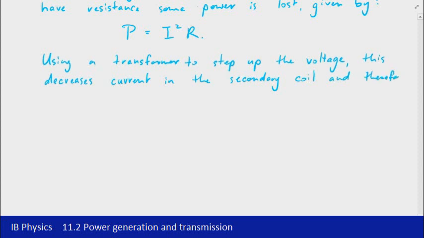That's going to decrease the current in the power lines as well, and as a result the I squared R losses are also going to be decreased. So by stepping up the primary voltage to the secondary voltage, we decrease the current and as a result decrease the power losses.